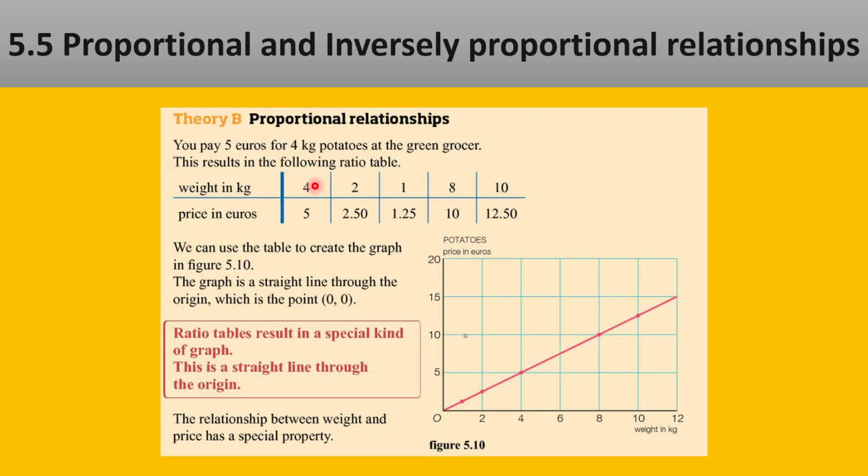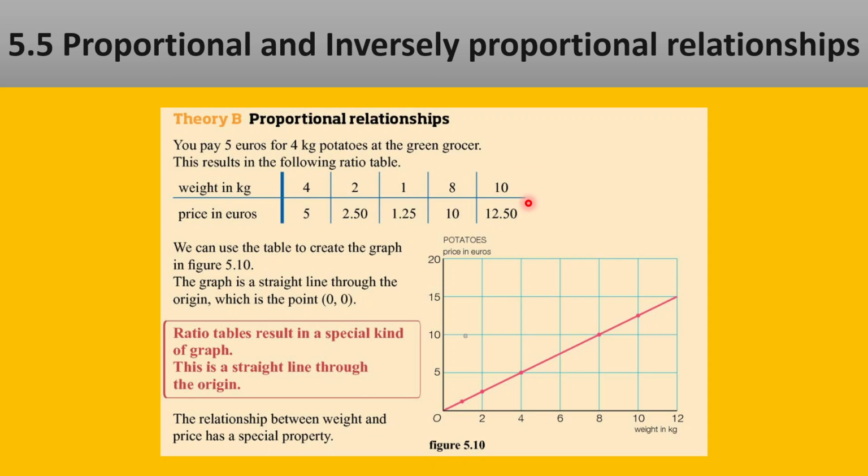The result is in the following ratio table. So if I buy 4 kilos, I would pay €5, right? Which means if I would buy only 2 kilos, which is twice less than 4, I divide by 2. Here I divide by 2 as well, right? If I only want 1 kilogram, I divide by 2 again. Or you could have done divide by 4, divide by 4. That's the same. If I go from here to here, 8 times more, right? Or 10 times more, 10 times more.